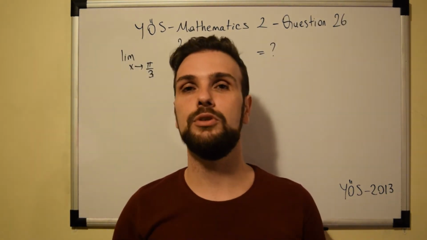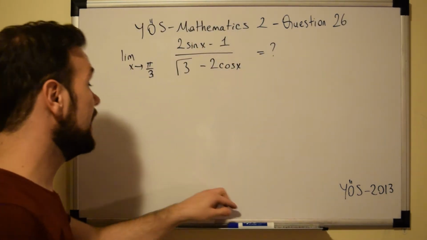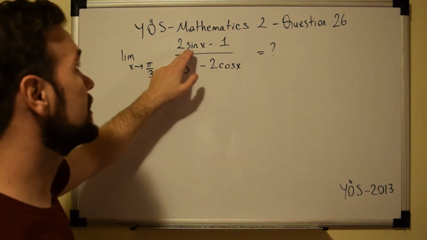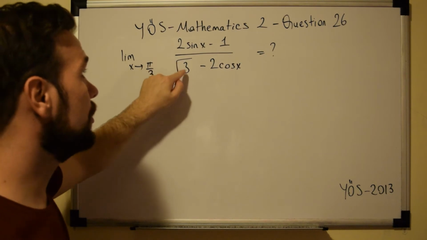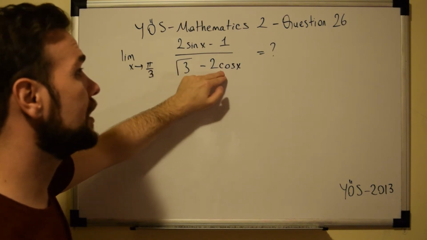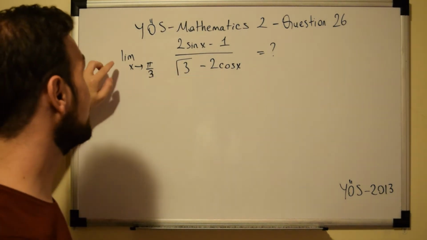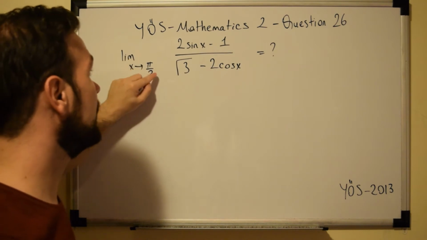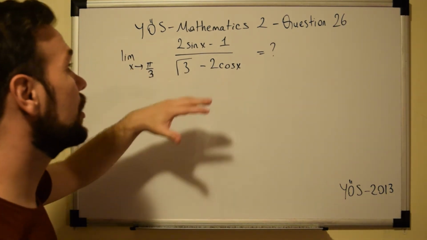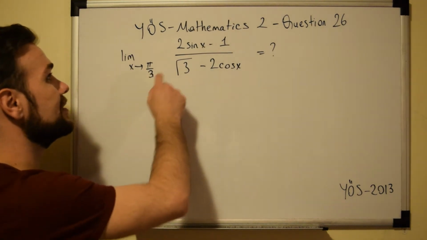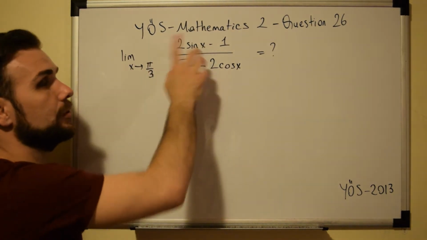Welcome to question number 26. In this question we have the limit of (2 times sine of x minus 1) over (square root of 3 minus 2 times cosine of x) as x approaches π over 3. Now, how do we deal with this question? The only thing that we have to do is substitute π over 3 for x.